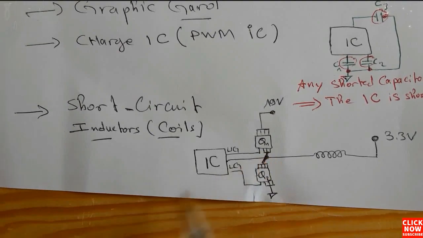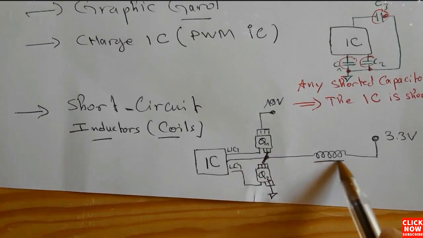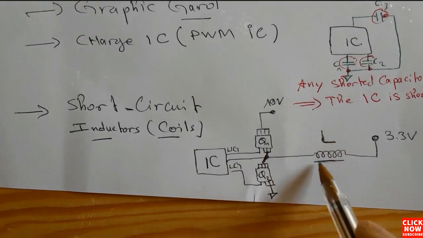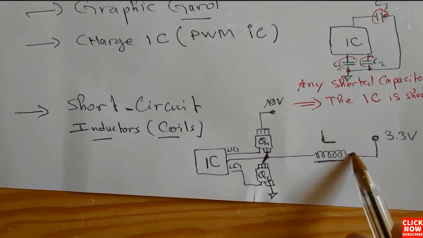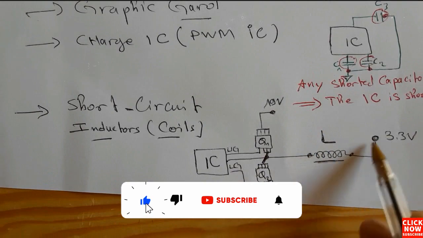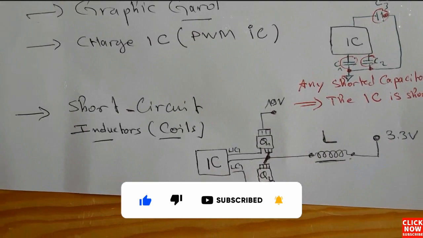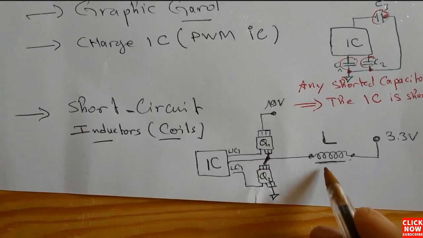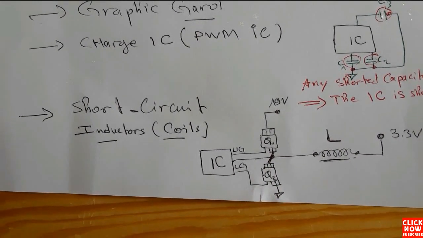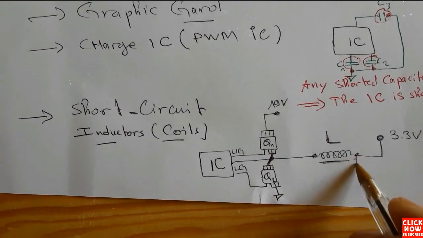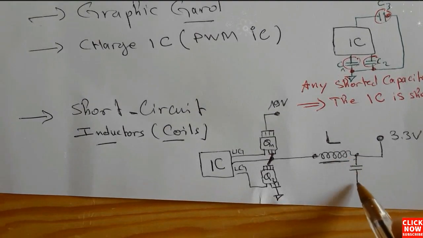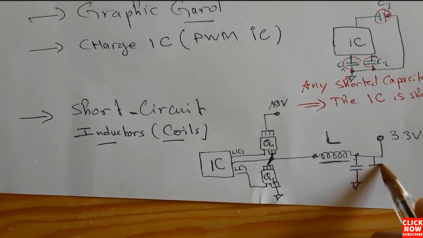So here we will get the power, the 3.3 volt. As you can see here we have the inductor. Basically here the inductor is connected to the power rail, as you can see. As I told you before, you can never find an inductor in any computer motherboard connected to the ground. Never.